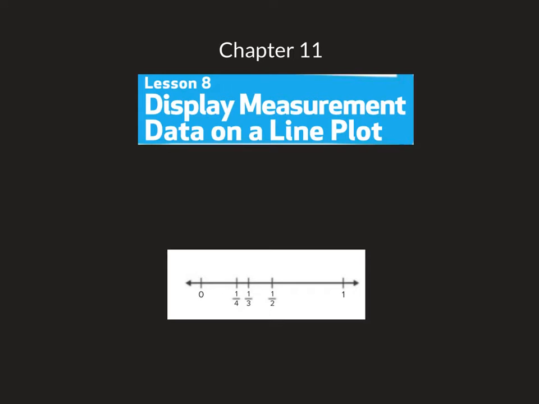So let's say I had 3 1/2 votes, 1 vote, and 2 1/4, 1 1/3. Okay, this is what a line plot looks like. Okay, so let's dig into it.